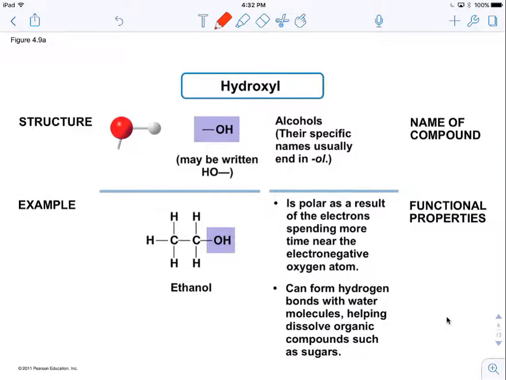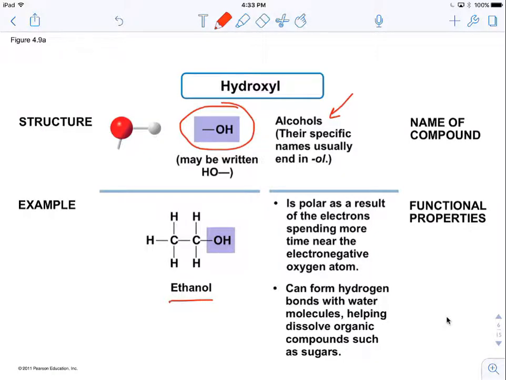So the first one is a hydroxyl group. It is a hydrogen and an oxygen. Okay, hydroxyl groups tend to specify an alcohol. They can be put on other things other than alcohols, but if you just see hydroxyl groups, you probably have an alcohol. All right, this is ethyl alcohol, which is the alcohol that we use to create drinking alcohol.